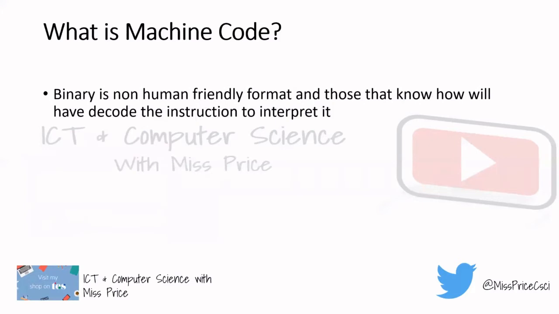So, now binary, as you know, is a non-human friendly format. And those will know how to decode the instructions and how to interpret it. So you understand how to decode binary and put it into denary, which is a set of numbers that you understand. You understand two's complement, you understand ASCII code. So you understand all these interpretations of the machine. So there is some form of communication.